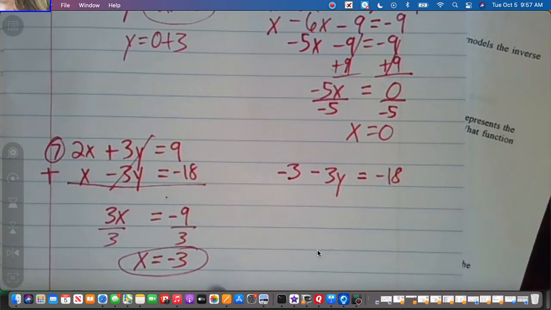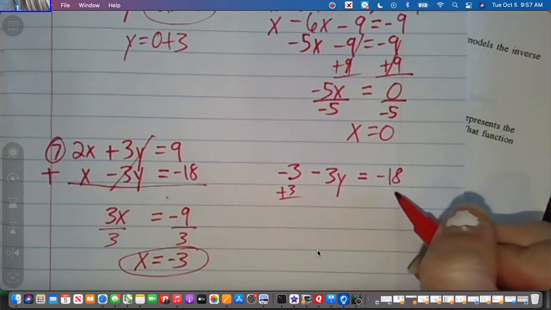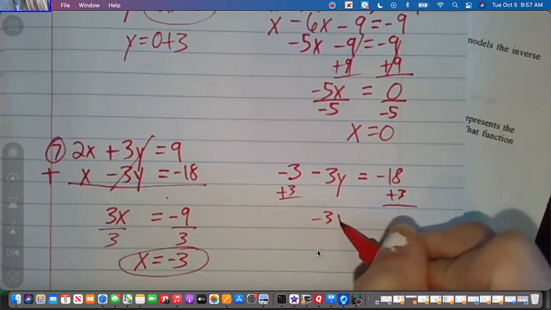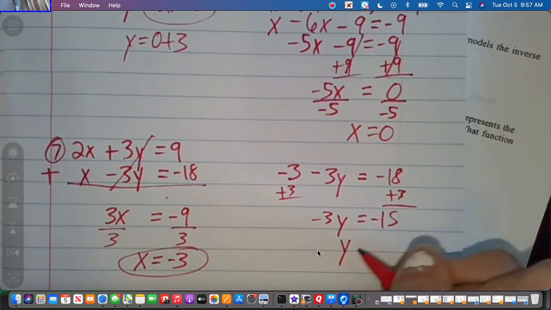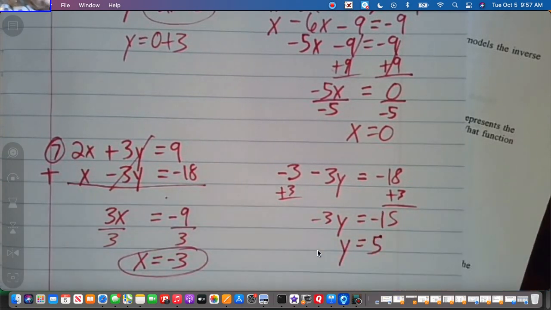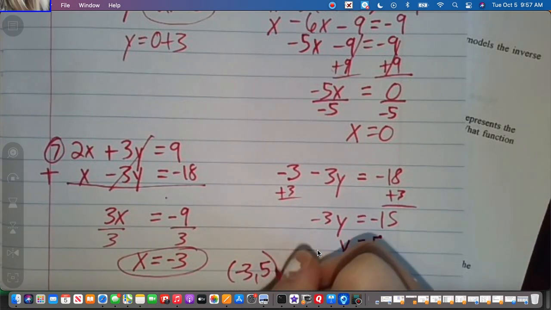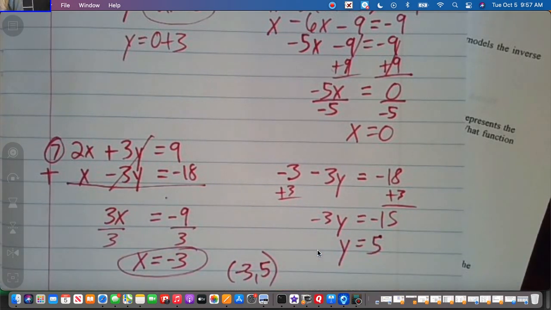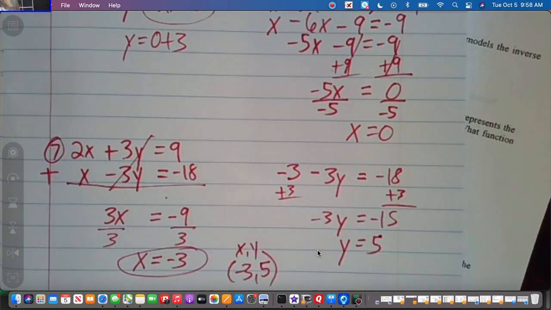Does everybody see what I did? Just put the 3 there. Add the 3 over here. Negative 3y equals negative 15. Divide by negative 3, and you get 5. And that should match up: a negative 3 and a 5. They write theirs as ordered pairs. Your x comes first, then your y. Think alphabetical order: x, y, z.